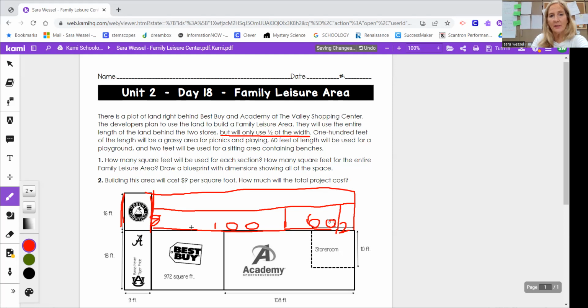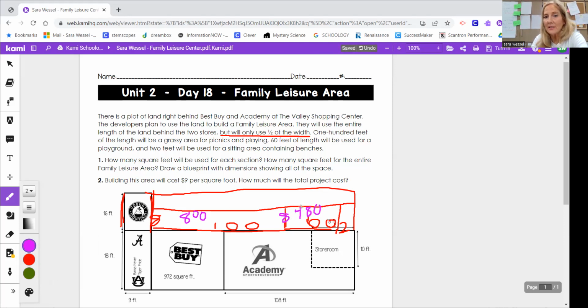So in this first little box here, that would be 8 rows. The width tells me how many rows there are, and the length tells me how many are in each row. So 8 rows of 100, that's like saying 8 times 100, and the answer is just 800. The next section still has a width of 8, right? 8 times 60. Well, 8 times 6 is 48, so 8 times 60 is going to be 480.